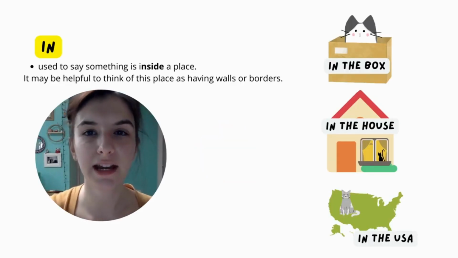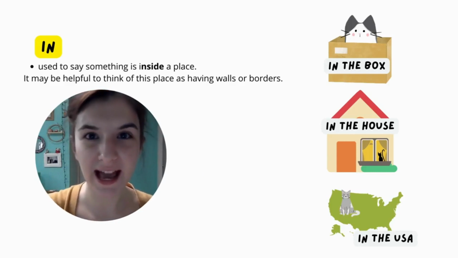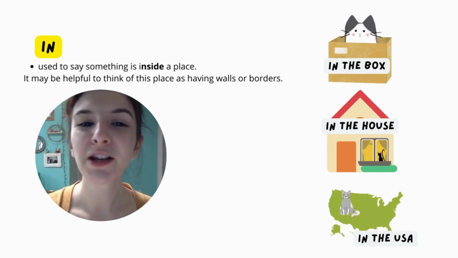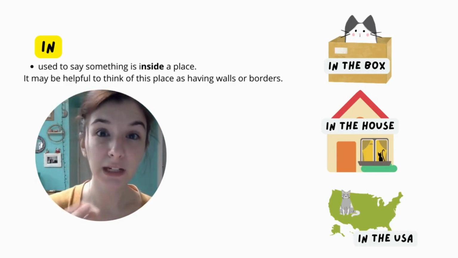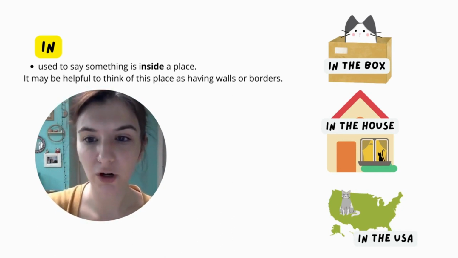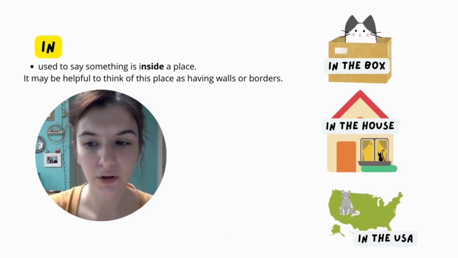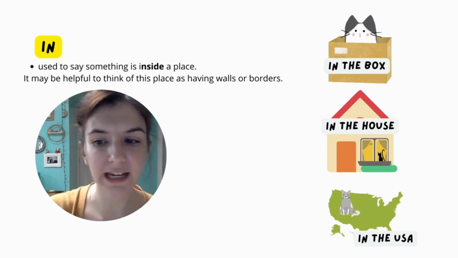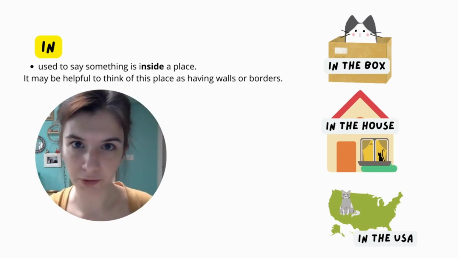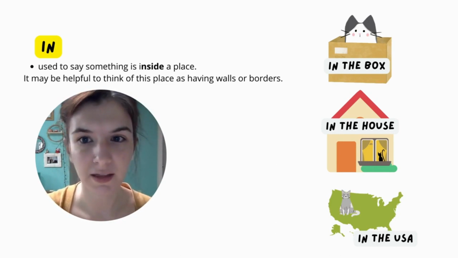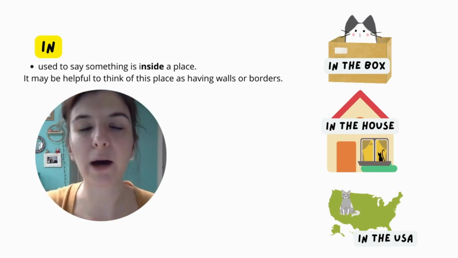Number one is in, and I'm going to use this cat as an example throughout this video just so you can get a visual and also because I love cats. So first, in. We use in when we're referring to this cat or anything being inside of a place or an object. It might be helpful to think of in as having walls or boundaries. For example, this cat is in the box. This box has walls or boundaries.